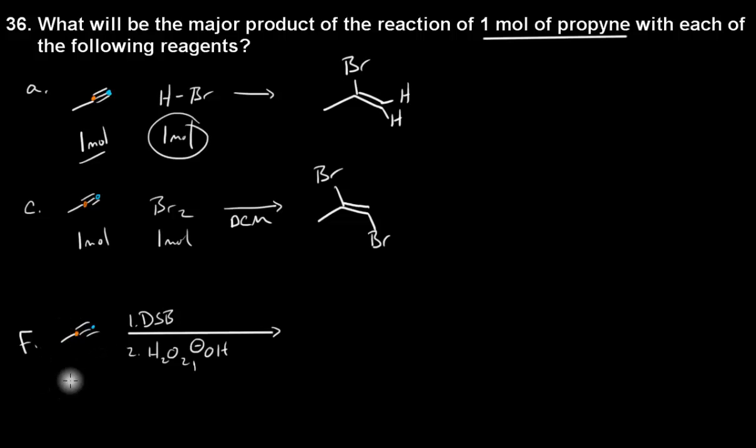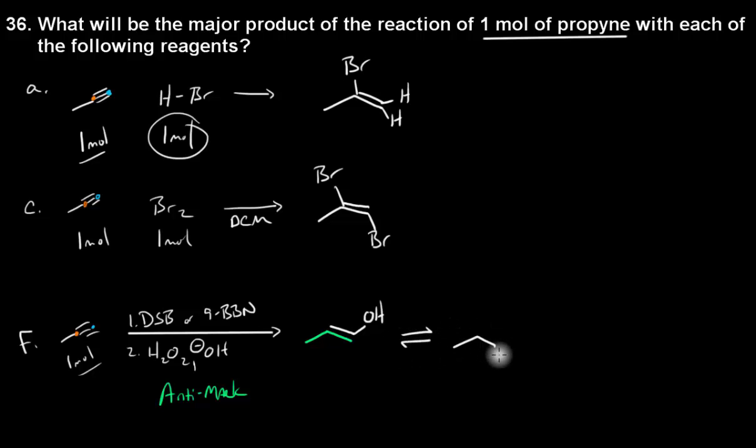Alright, so sub-question F, you have, again, triple bond, 1 mole, and you have disiamylborane, or if you want, we've talked about 9-BBN, either one of these are sterically encumbered boron reagents that can do hydroboration. And then after this, we're going to do our oxidation with the hydrogen peroxide and OH. The thing to remember here is that we're doing anti-Markovnikov. And what we're going to have is 1, 2, 3 carbons. We know we're going to have anti-Markovnikov, so the hydroxy is going to end up adding to that blue carbon. And we're going from a triple to a double. We're going to have that enol being formed. And again, we have enol-keto tautomerization, and we're going to end up getting our aldehyde.